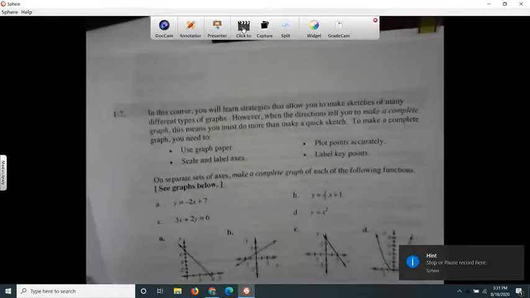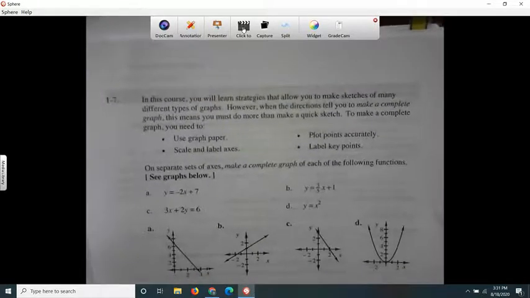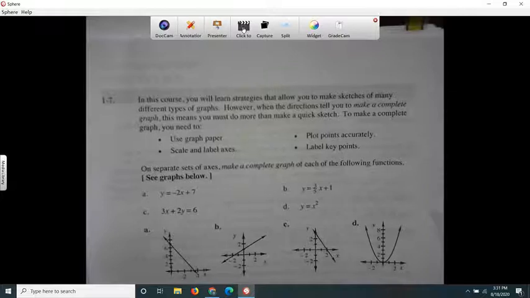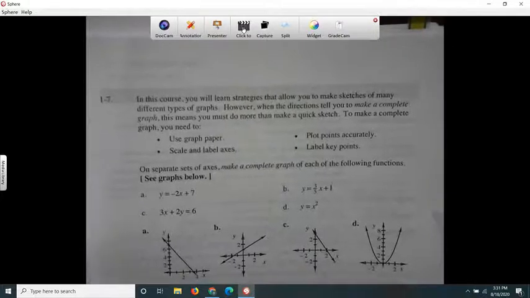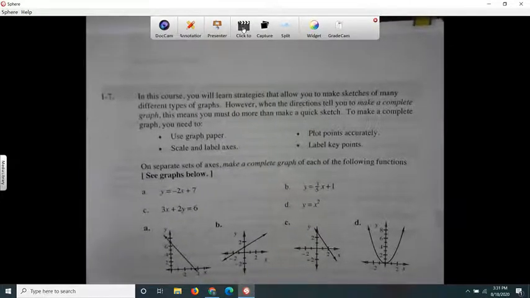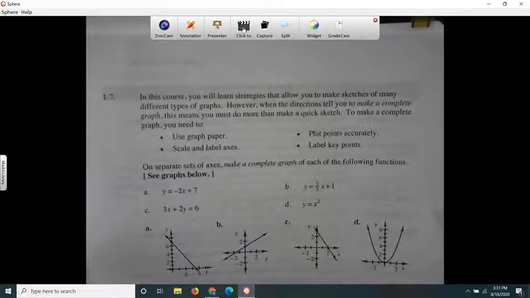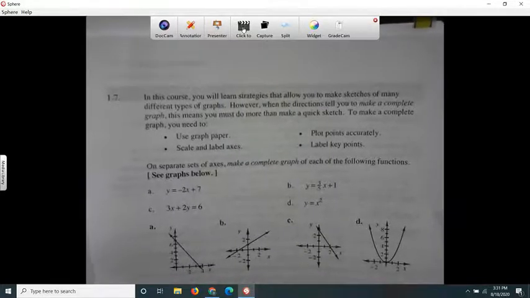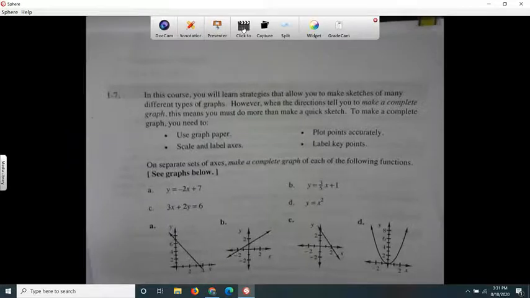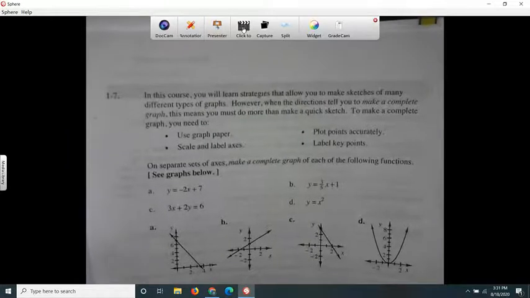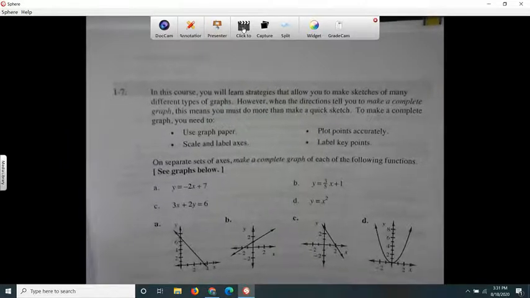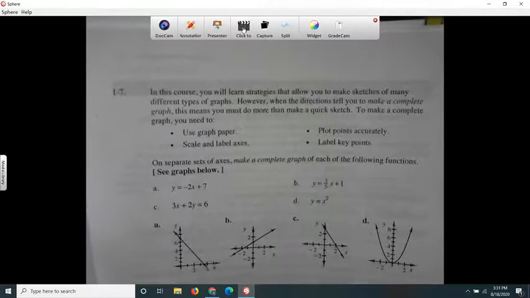This is Integrated 3, problem number 1-7. It says, in this course you will learn strategies that allow you to make sketches of many different kinds of graphs. However, when the directions tell you to make a complete graph, this means you must do more than make a quick sketch. To make a complete graph, you need to use graph paper, scale and label the axes.